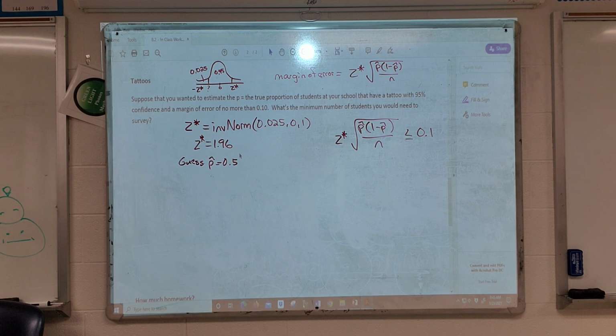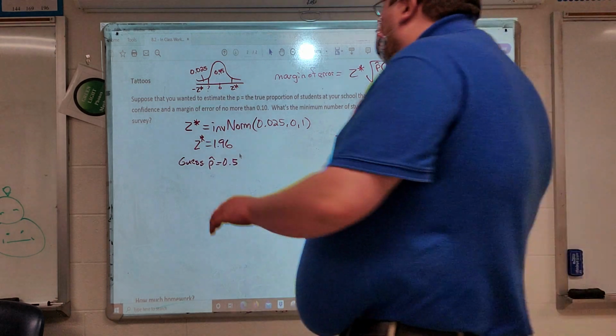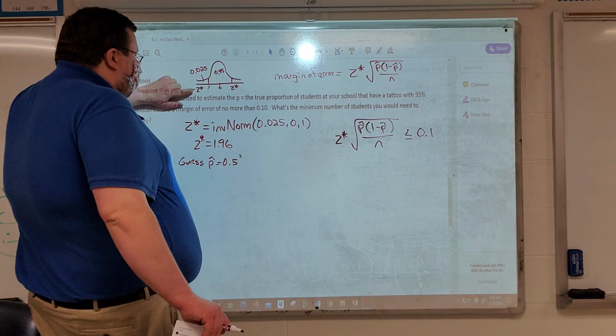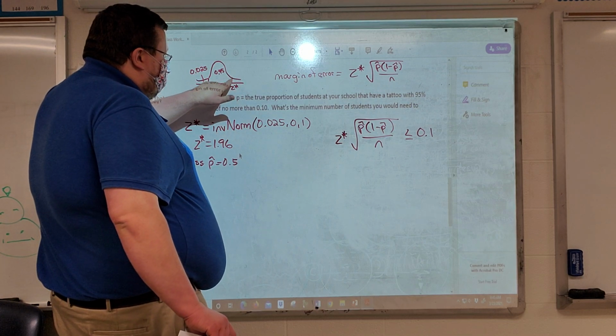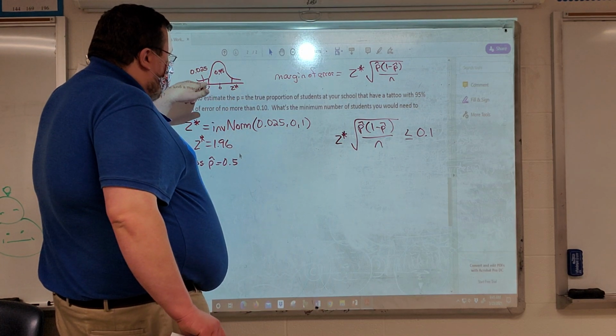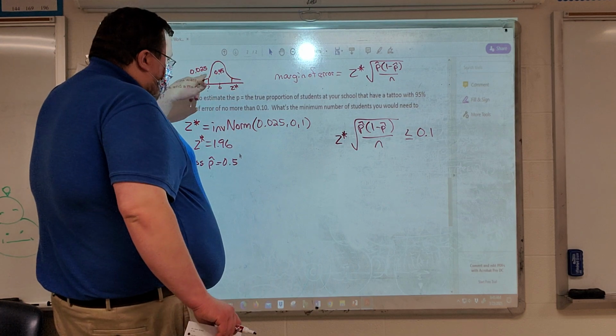I got negative 1.95996. Yeah, that's negative z star on this end. We always want positive z star, so we always take the positive. Because of symmetry, this will always just be positive whatever you get.